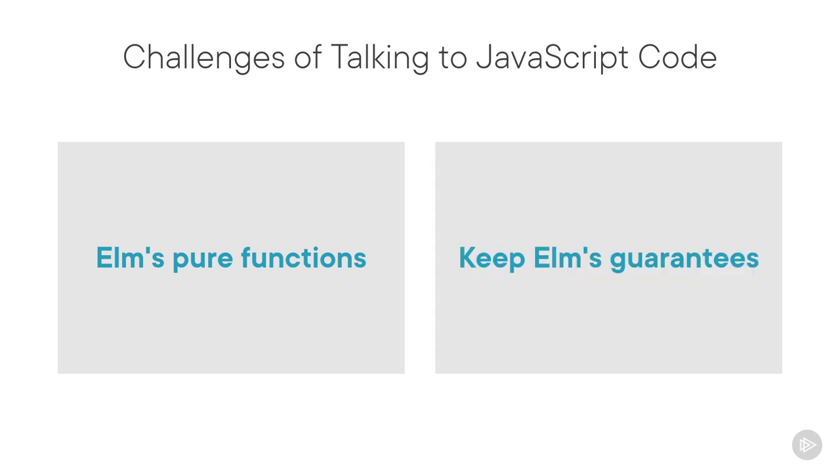The other main challenge is to avoid losing Elm's guarantees. For example, Elm guarantees no runtime exceptions. What if some JavaScript code sends the wrong type of data? These challenges are quite similar to the challenges of talking to an external API. Before delving into solutions, let's have a closer look at the big picture of how Elm code works with other JavaScript code.